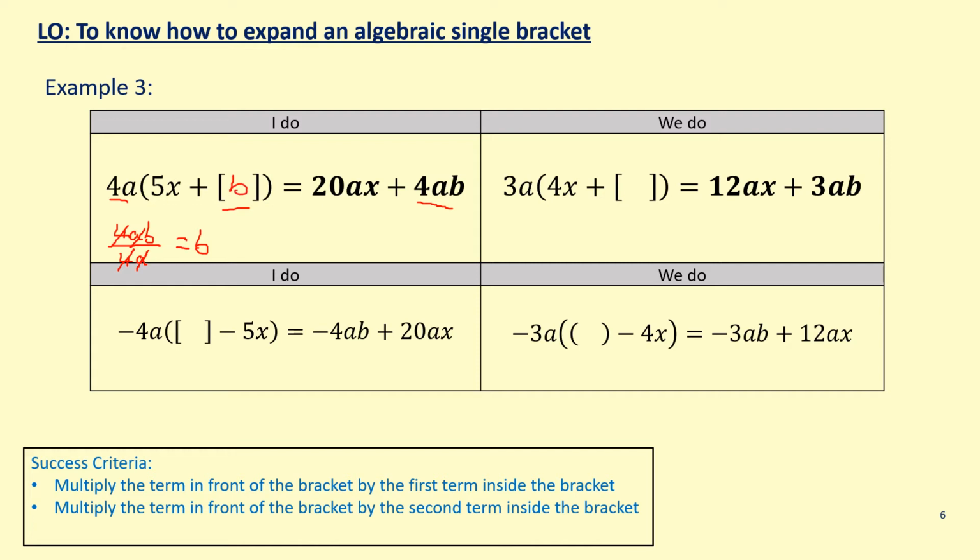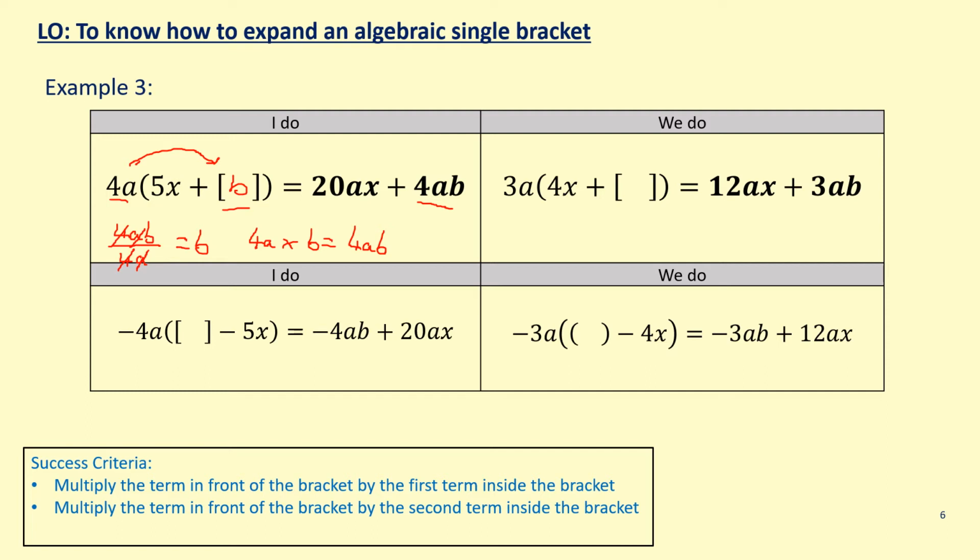And again, we can check that by doing the factor outside the bracket multiplied by b. So 4a times b is equal to 4ab, which is what we got. Okay, so please pause the video here and attempt the we do for me, please.